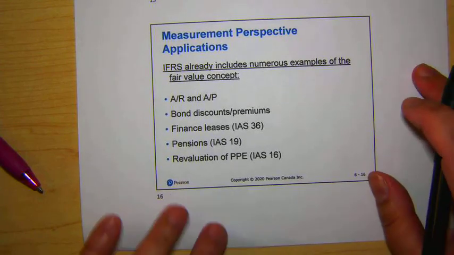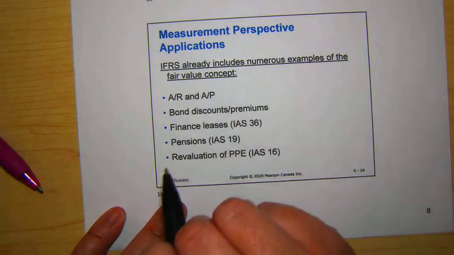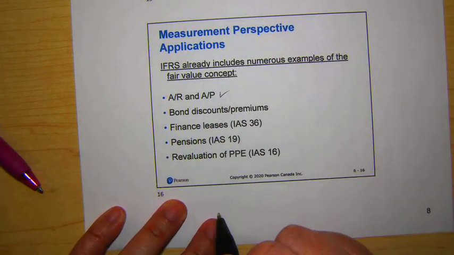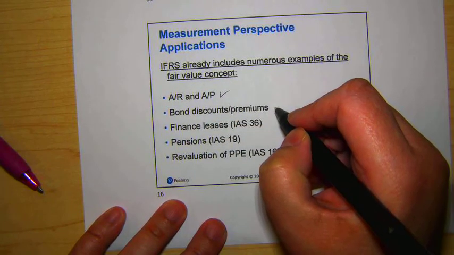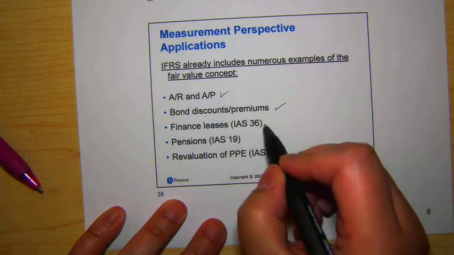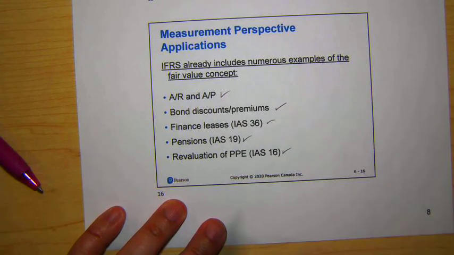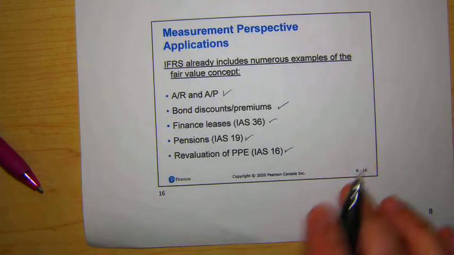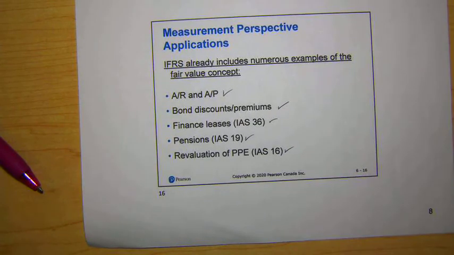Measurement perspective: IFRS already has fair value. We talked about AR and AP already. Bond discounts and premiums, right? Finance leases and HUNs. Revaluation of PPE. And it goes on the next page.